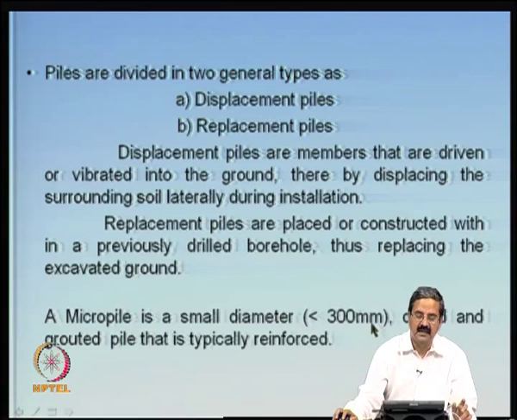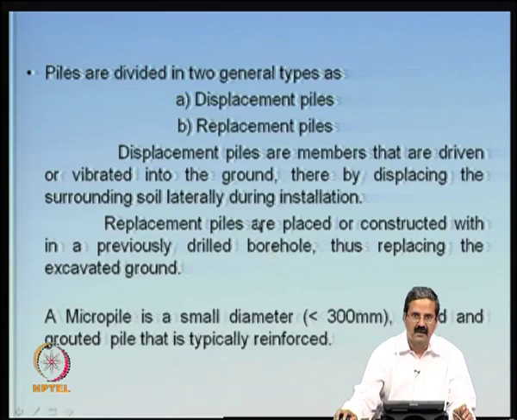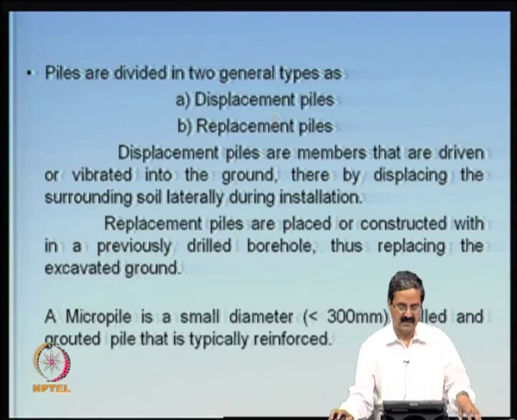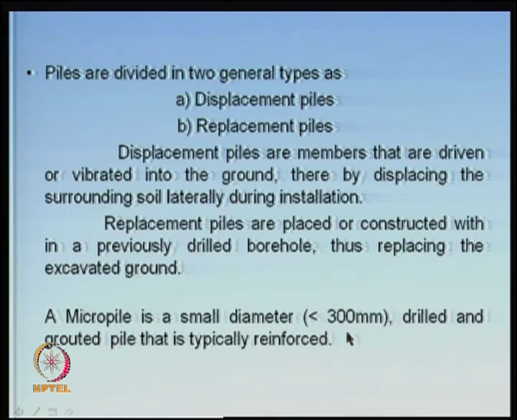We know that basically piles are divided into two types. One is a displacement pile, the other one is a replacement pile. The displacement piles are the members that are driven or vibrated into the ground, thereby displacing the surrounding soil laterally during installation. Whereas replacement piles are placed or constructed in a previously drilled borehole, thus replacing the excavated ground. In fact, you can have micropiles that belong to both categories, either displacement piles or replacement piles, like driven piles or bored piles. Only thing is that the diameter is quite small, maybe 100 mm or 150 mm, compared to 300 mm that we have in normal conditions.